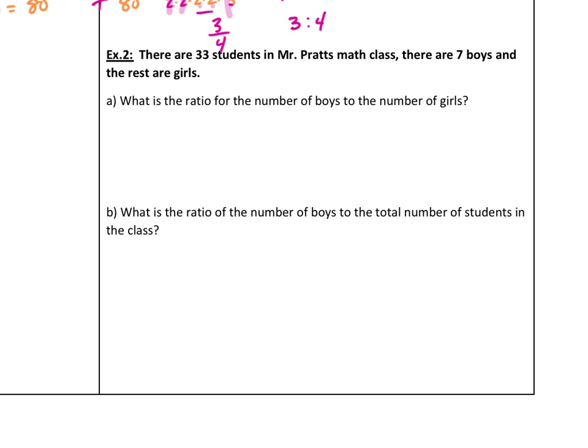So the key on this one, though, remember what they say. They say that there's 7 boys and the rest are girls. So that means this right here, that's the total. And you've got to figure out if there's 33 students and there's 7 boys, how many are girls in that class? And then you answer these questions, right?